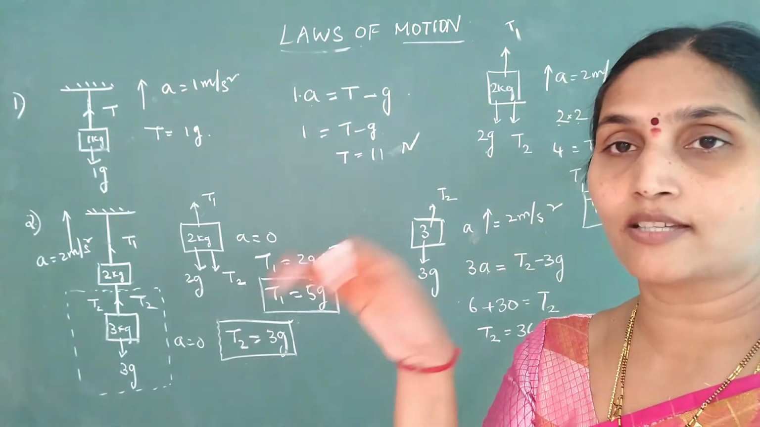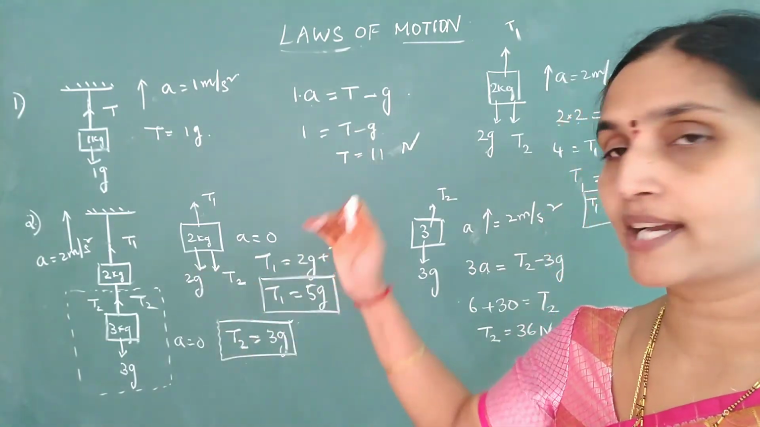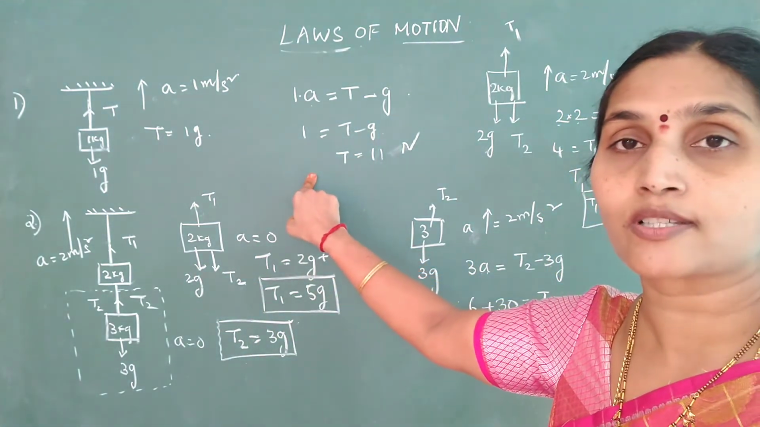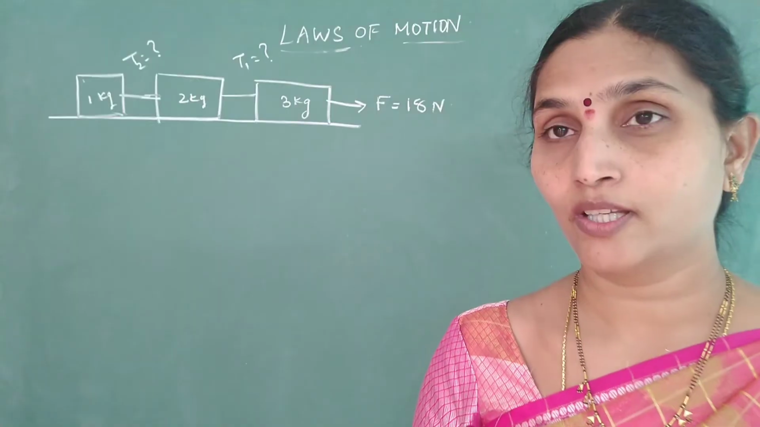Okay, so this is a simple question where vertical blocks are given and they may ask you to calculate the tension in various parts of the string. Either the system may be at rest or it may be accelerating up or down. Remember this general relation: net force is applied minus opposing. Okay, now look at this question.